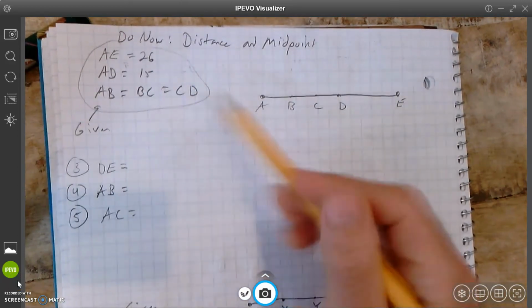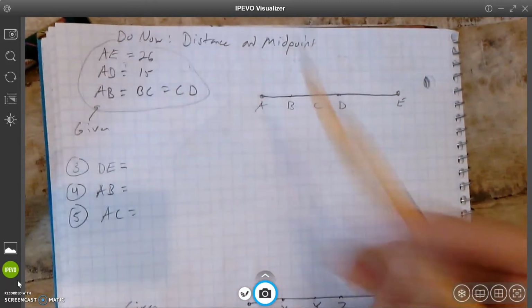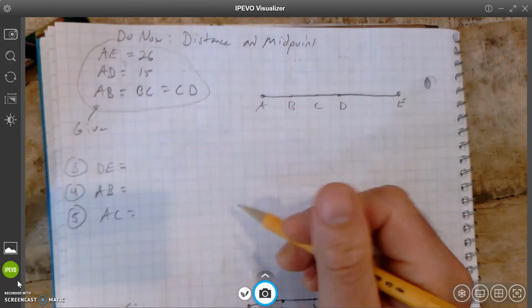Okay, so we did the first one, so now here's another one that was on the do now, distance and midpoint. A lot of people missed this one, and that's okay. Now we're going to fix it.